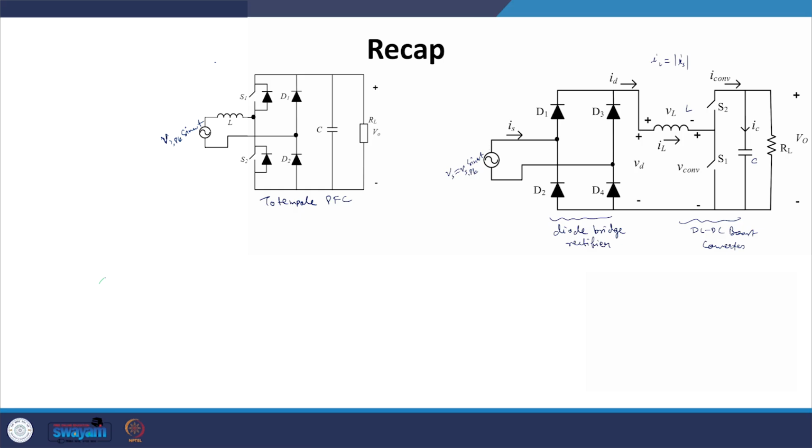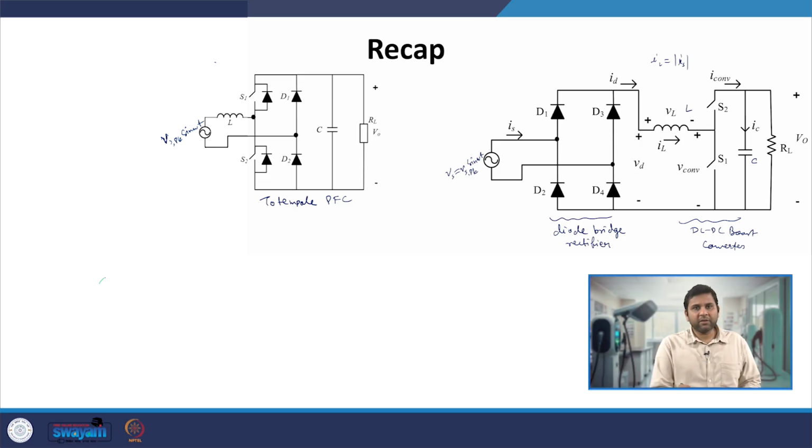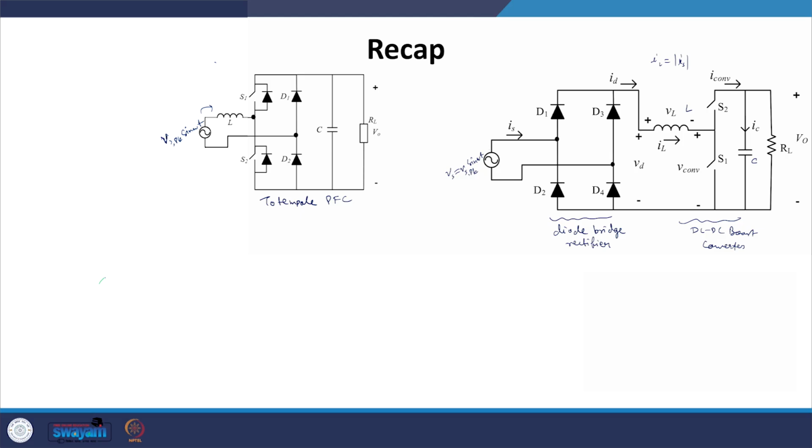Then we have seen its derivative, which is the bridgeless or totem pole PFC, where we do not require any diode bridge at the first stage. We directly connect the inductor to the active bridges. Again, we can use either a diode half bridge or an active half bridge, using active switches. Again, here the concept remains the same. We apply the voltage across the inductor in such a manner that the average current drawn from the source is sinusoidal, with unity power factor. So, this is what we have studied.